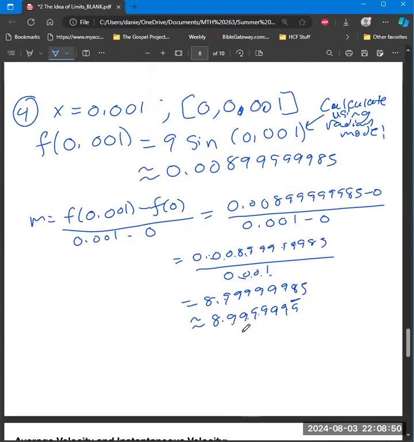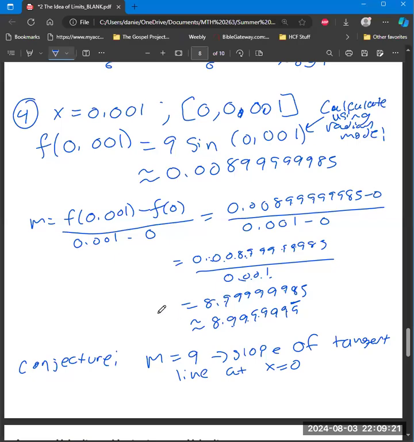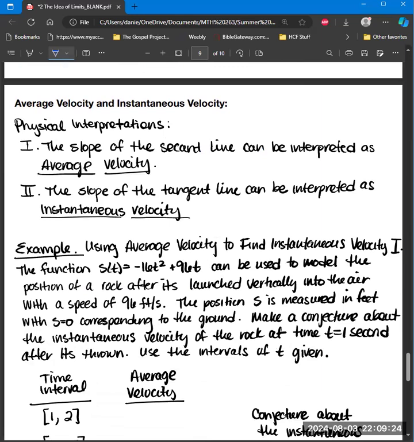And so our conjecture, following the pattern in the table, is that m, our slope of the tangent line at x equals 0, is going to be 9. And it is. We'll find out why it is as we go further into calculus.